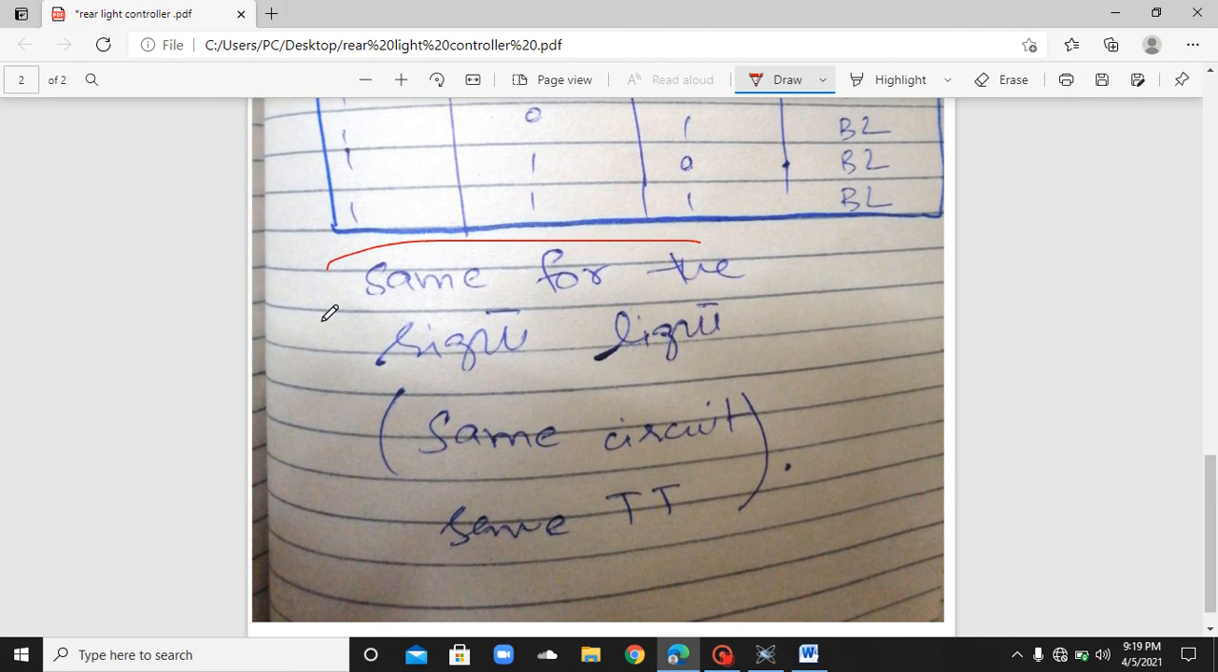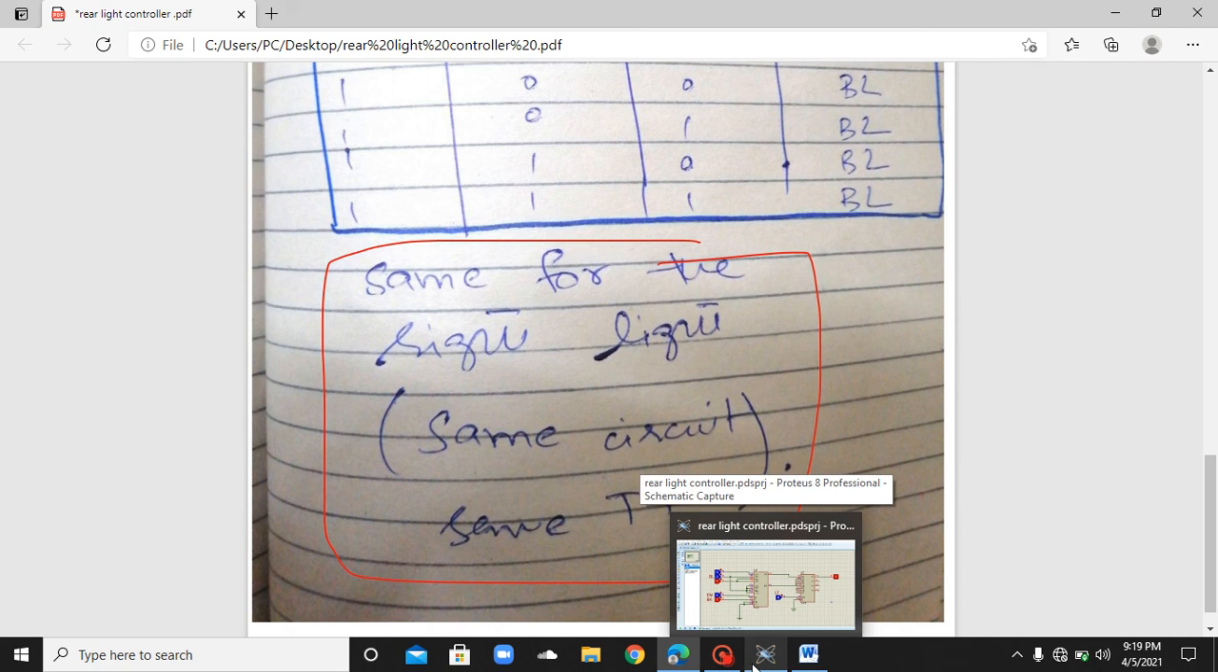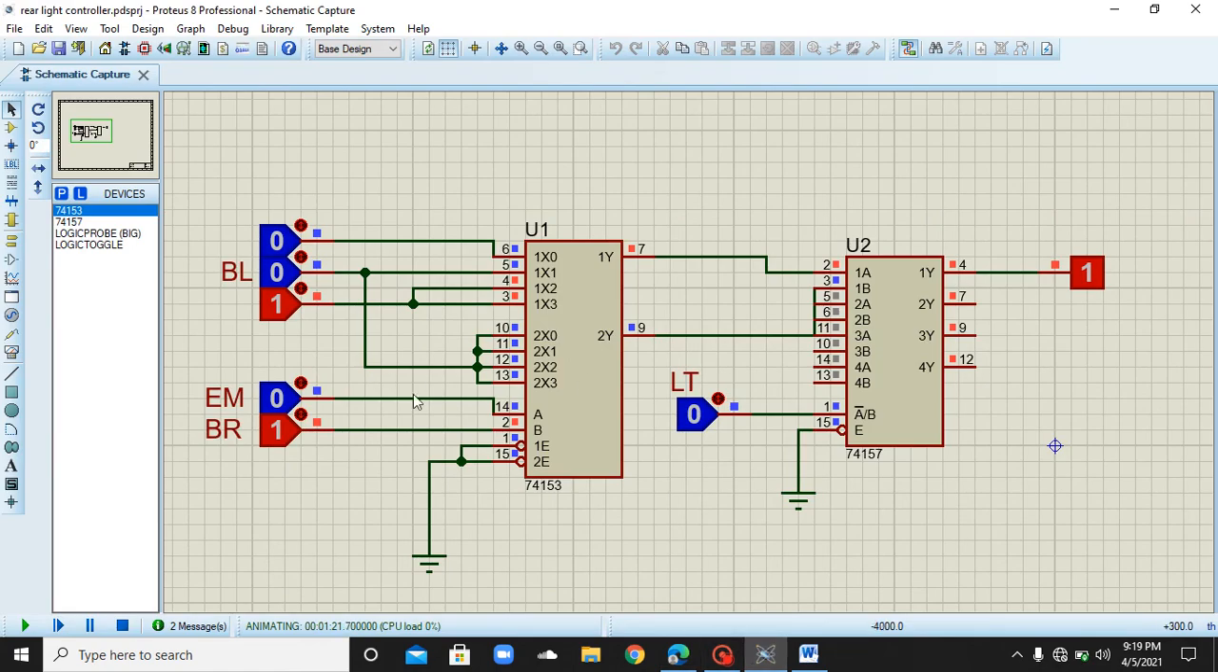The same truth table, the same simulation, and the same circuit will be implemented for the right light. For the sake of simplicity, I have not implemented that. You can implement it by yourself, dear viewers, and check the outputs. And this is how the rear light system of a vehicle works.